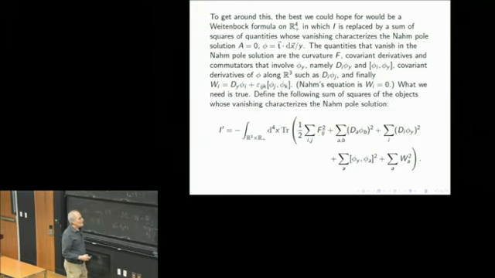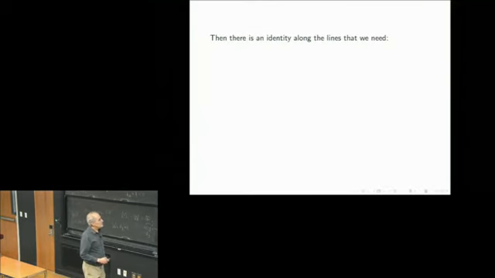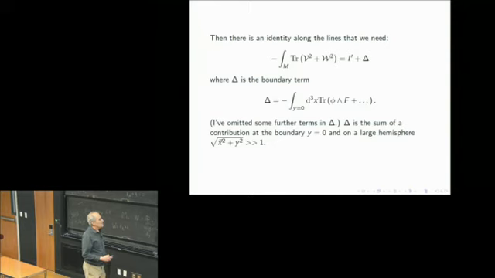Define the sum of squares of the objects whose vanishing characterizes the non-pole solution as I prime. It's this. A useful Weitzenbock formula for the non-pole boundary condition will have to have I prime on the right-hand side. So the identity will have to say that the integral of v squared plus w squared should be I prime plus a boundary correction. In other words, if you take v squared plus w squared by integration by parts, you should be able to convert it into I prime with some terms you get on the boundary by integration by parts. And that's true.